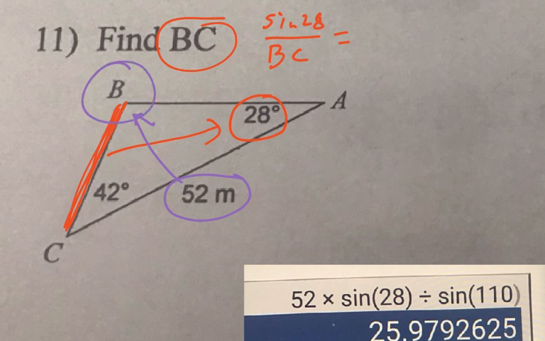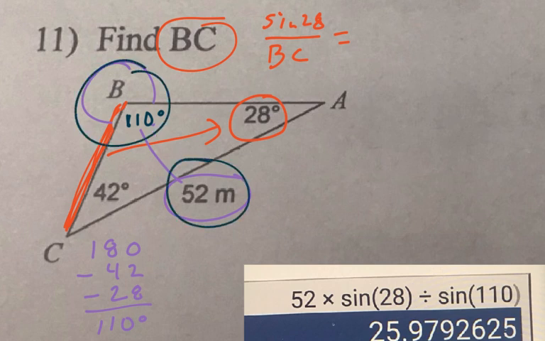But we should know that every triangle adds up to 180. So I'm going to take 180, I'm going to subtract 42 and 28 from it. And again, you could use your calculator to do that, but we end up getting 110 degrees. Okay? And so now we know that angle B right here is 110 degrees, because again, every triangle adds up to 180, right? And now we have our second ratio here and here.